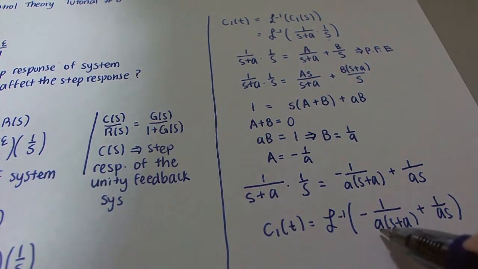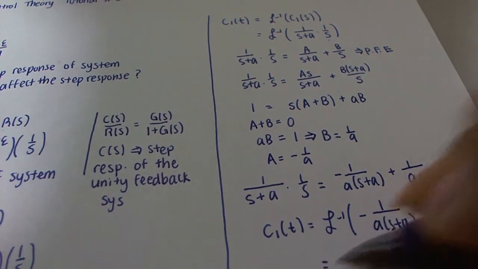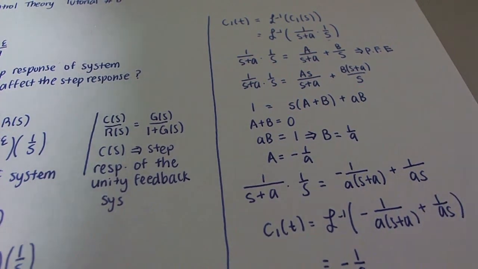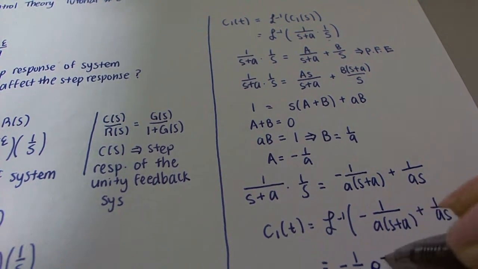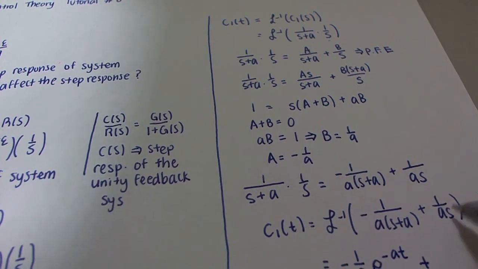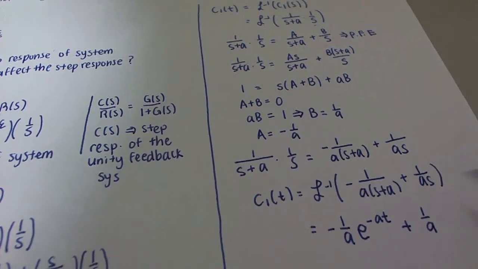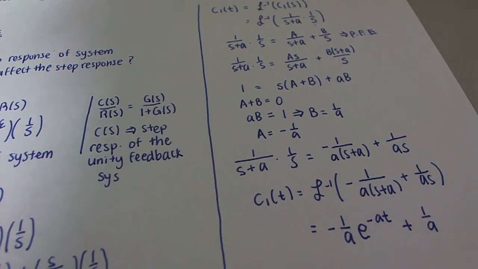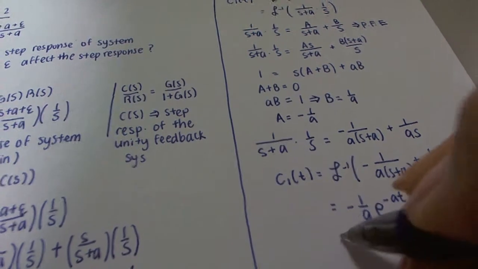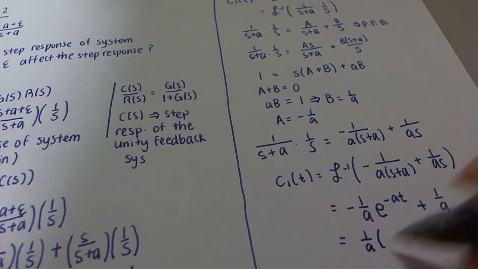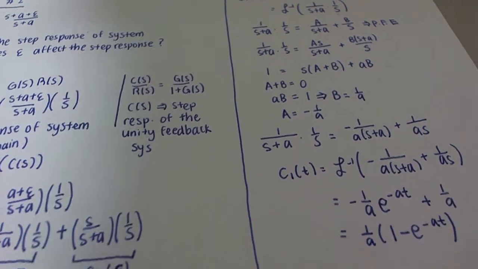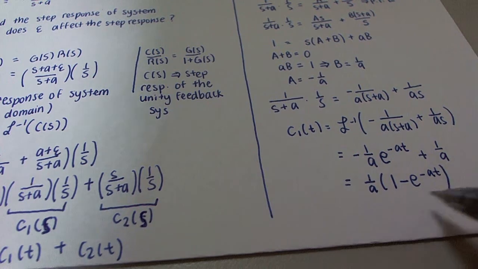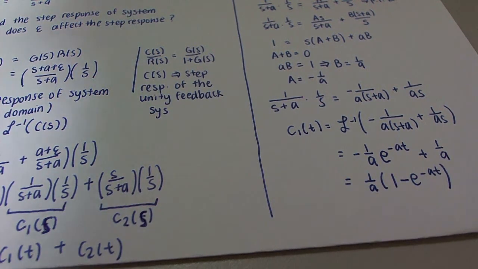And the inverse Laplace transform of the first term over here is equal to minus 1 over a, which is the coefficient, and then the inverse Laplace transform of 1 over s plus a equals e to the minus at. And then for the second term, we have 1 over a, which is the coefficient, and then we have 1 for the inverse Laplace transform of 1 over s. So rewriting the equation, we have 1 minus e to the minus at. So this is basically the first part of the step response that we have found.